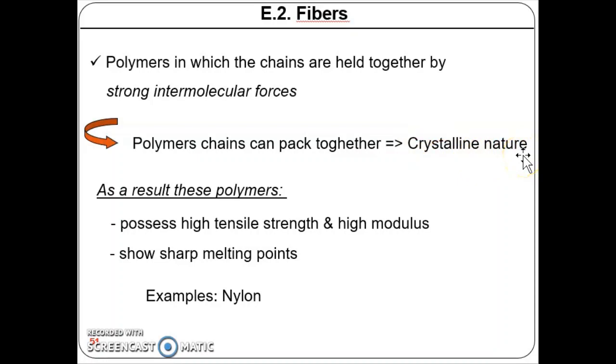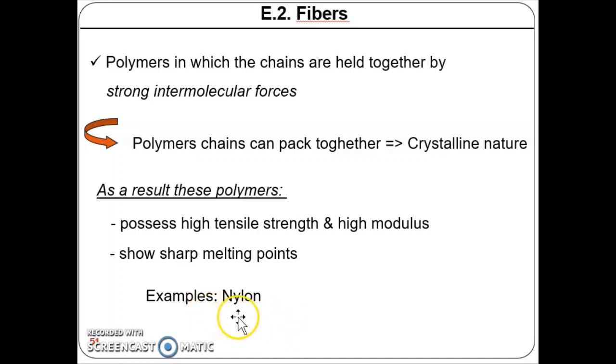So as a result, these fiber polymers possess high tensile strength and high modulus, and these are specific properties of polymers, and I will talk about them while explaining the mechanical properties of polymers later. And they show sharp melting points. Example of such fiber polymers is the nylon.